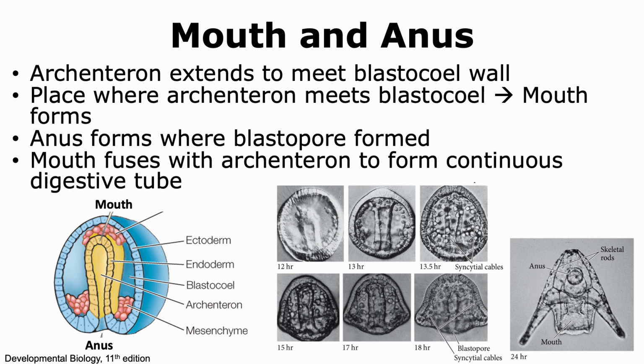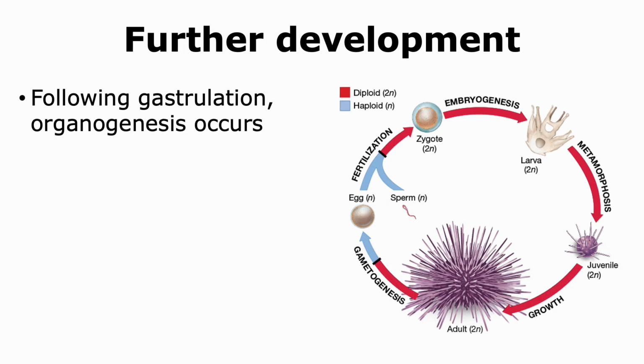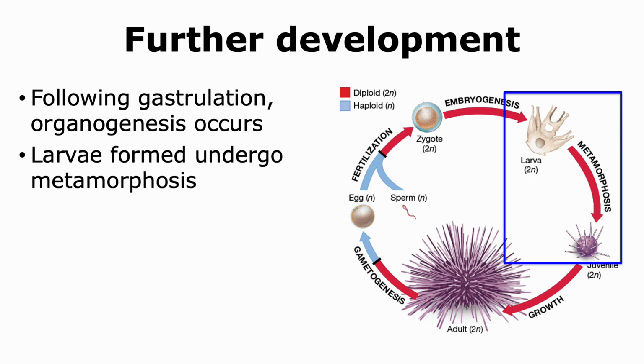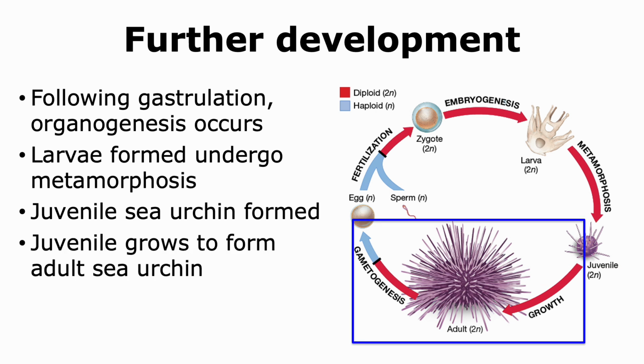In the end, we end up with a larva that is shown to the extreme left. With this, we come to the end of understanding how cleavage and gastrulation occur in sea urchins. Following gastrulation, organogenesis occurs, and we will ultimately form a pluteus larva. The larva that is formed will undergo metamorphosis to form a juvenile sea urchin. The juvenile sea urchin will then grow to give rise to an adult sea urchin.